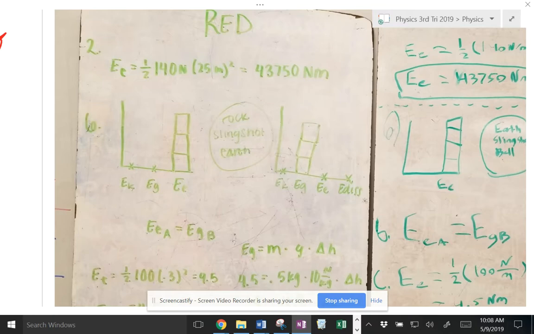Alright, crew, what's going on with you? Maggie was swimming. So a bungee cord stretches 25 meters and has a spring constant of 140 newtons per meter. How much energy is stored in the bungee?